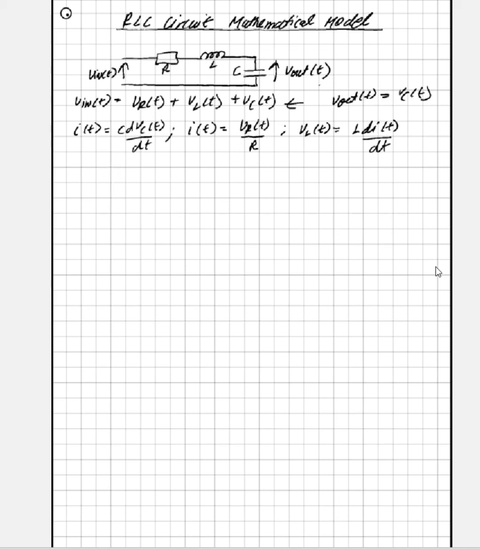So let's get started. So what we need to do is we want to replace the variables VR of t, VC of t, and VL of t with a voltage output. So we can get one equation which contains voltage output and voltage input.